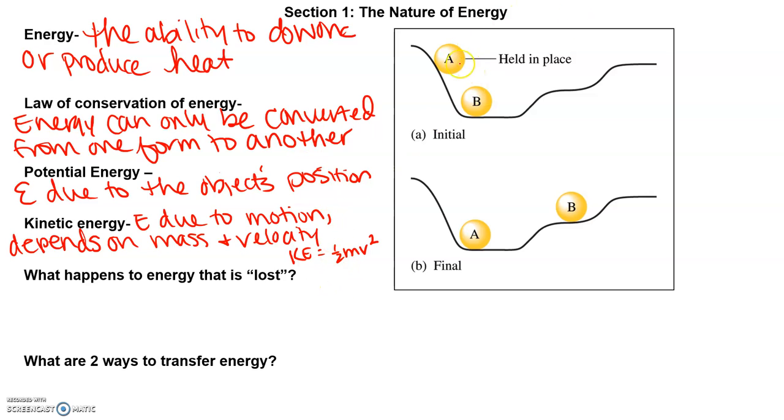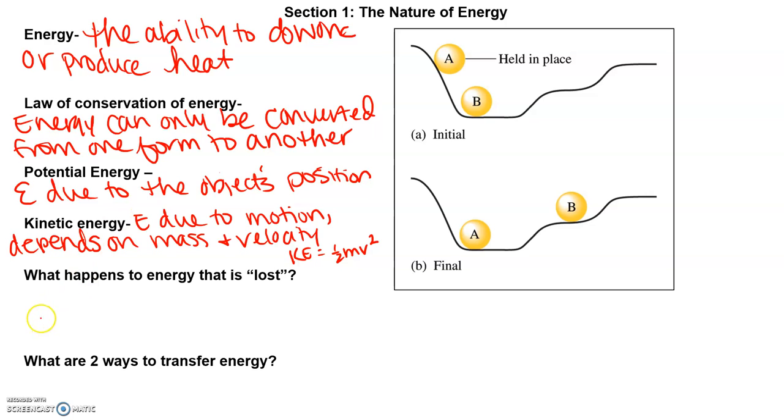So if we look at this picture, object A is going to have more potential energy than object B simply because of its position. And because A is held in place, we're going to say that B is moving. And if B is moving, then B would have a higher kinetic energy because it has motion rather than something that doesn't.